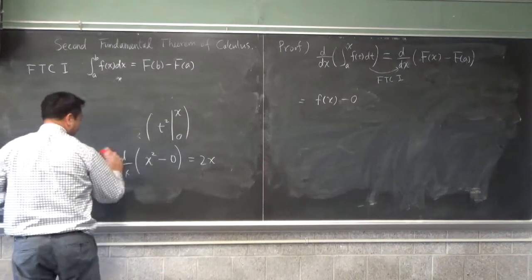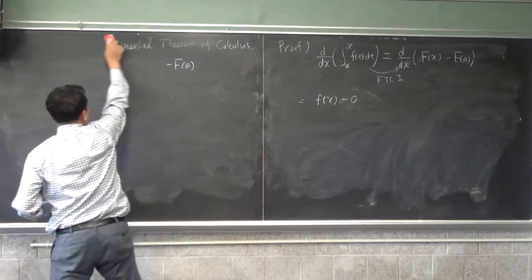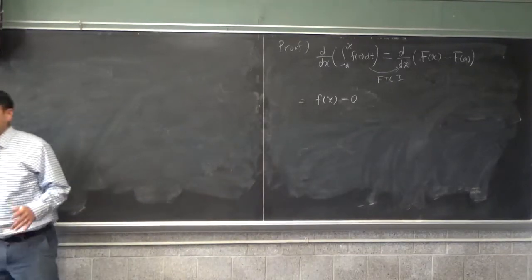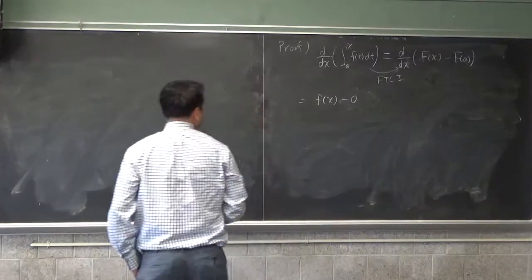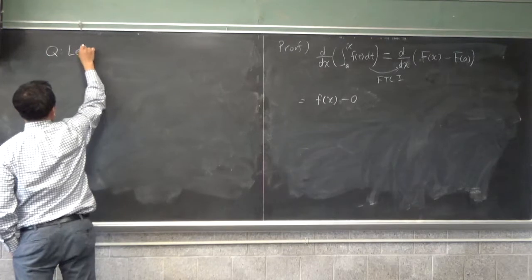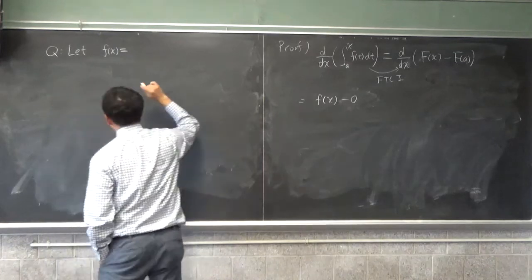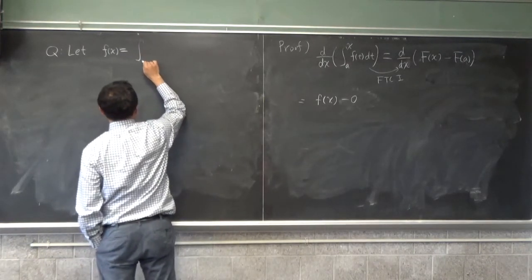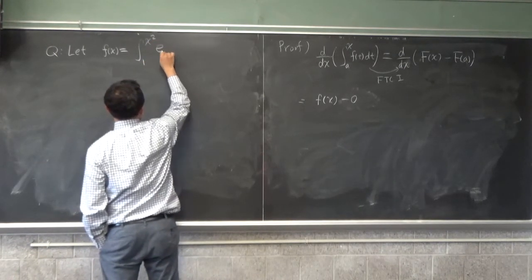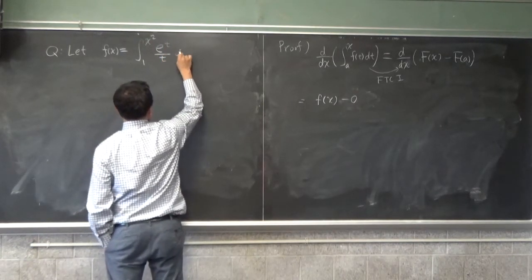I want to show you why the proof is more important than the formula. I just erased the formula because sometimes you may use it, but it's basically useless. So let me show you an example. And this could be a question on the exam. Let f of x be defined as the integral from 1 to x squared of e to the t over t dt.